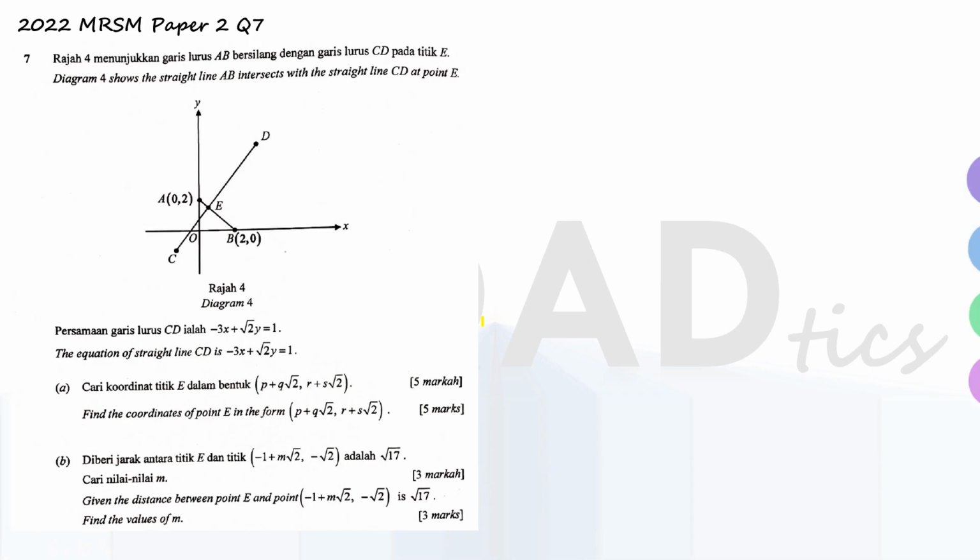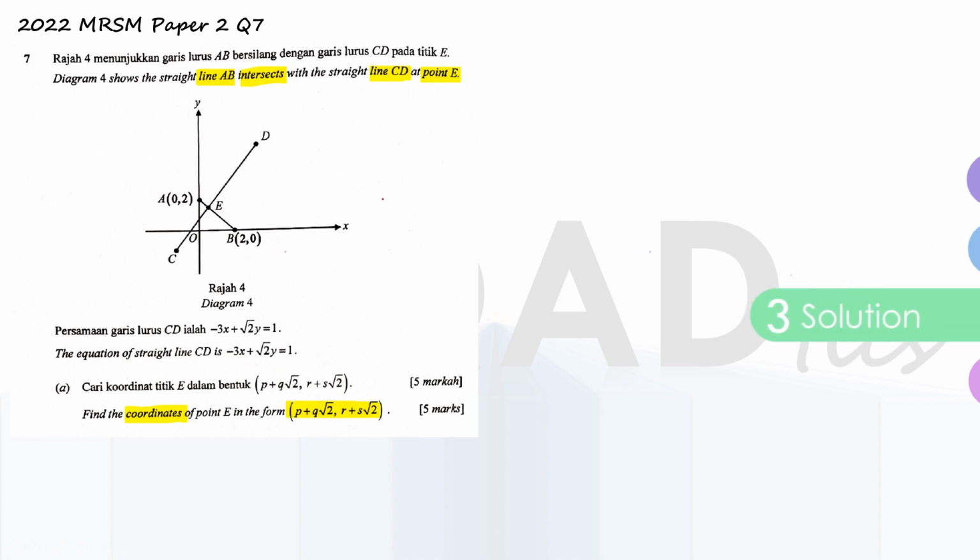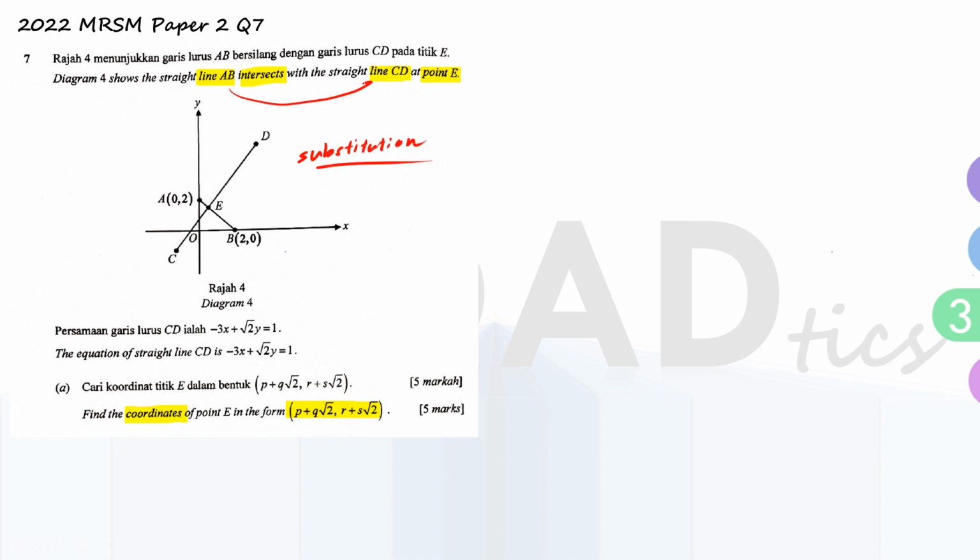So firstly, I'll let you have a few seconds to go through the question first. So what we can highlight is this line AB and line CD both intersects the point E. So in part A, they tell us to find this point's coordinates in this form. So since both lines AB and CD intersects point E, we can use the substitution method to sub one of the line's equation into another one.